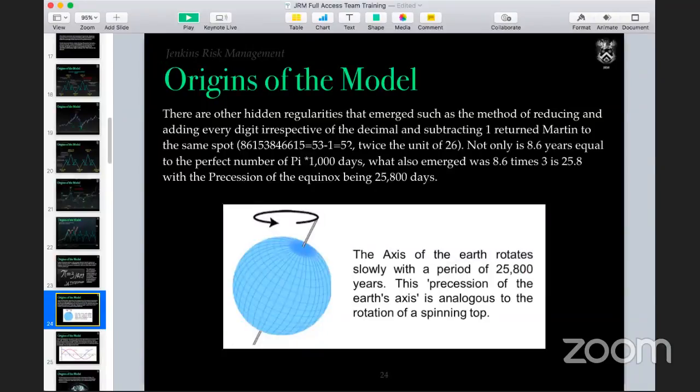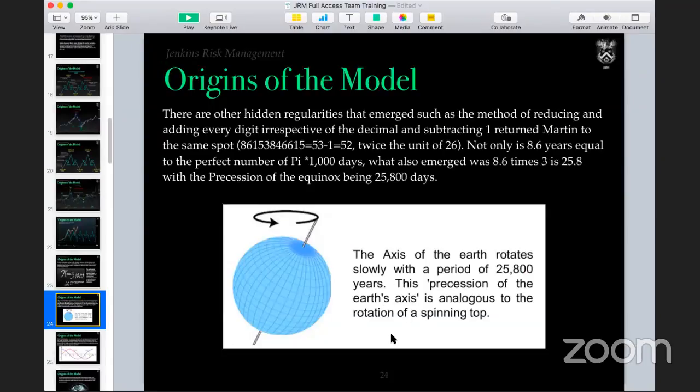I said that it builds into waves of 52 years. That's because it's part of a derivative here as well. 26 is another number that comes up a lot. But not only that, if you look at the longer term things in science, 8.6 years is pi times 1,000 days. If you merge that 8.6 times 3, that's 25.8. Well, the precession of the equinox is exactly 25,800 days.